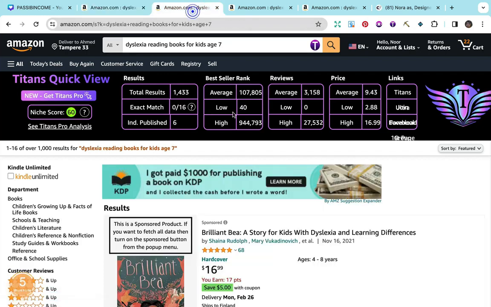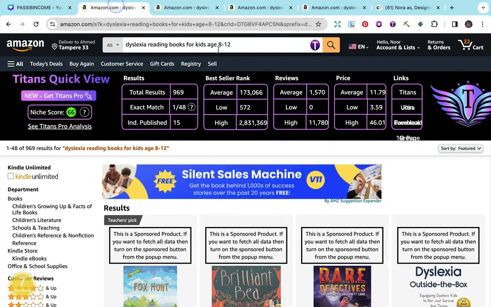So the previous keyword was the exact same, but it is specifically for kids ages 7. This one's for kids ages between 8 to 12. You could utilize both of these keywords for the subtitle or for the 7 keyword slots, if it is targeting children between these age groups as well.